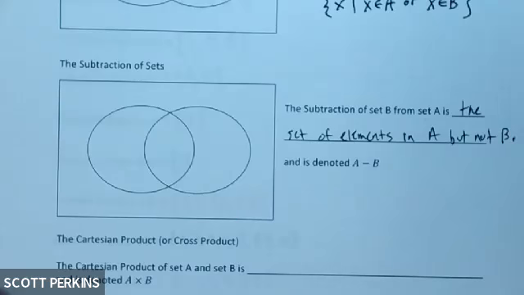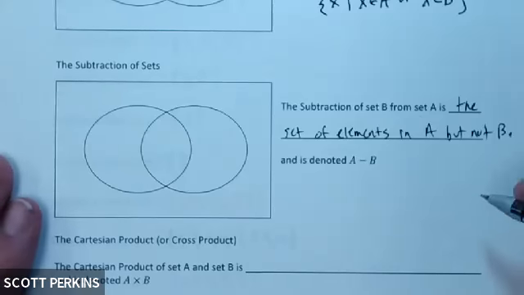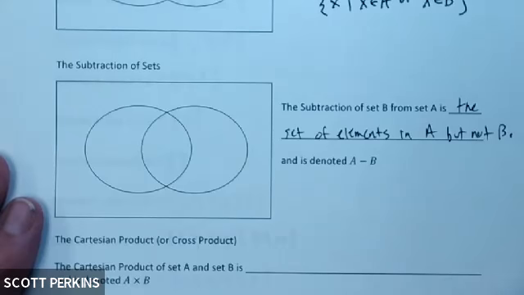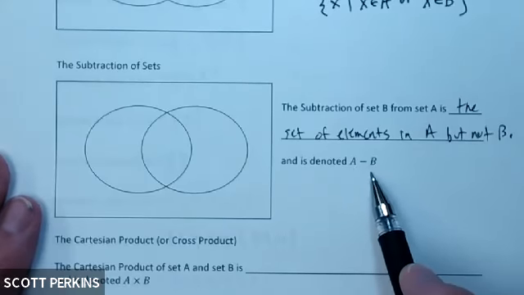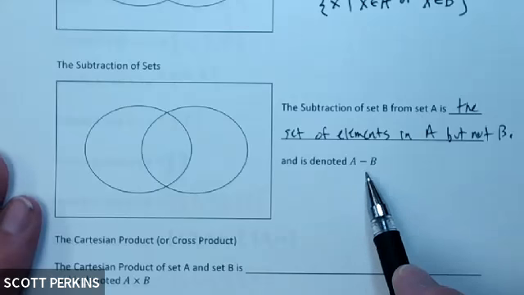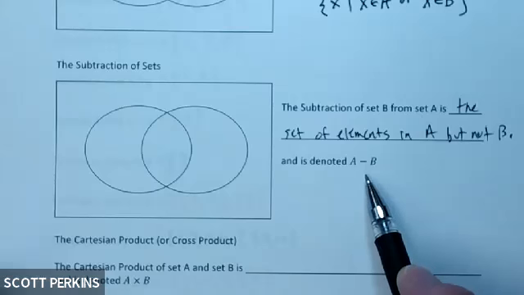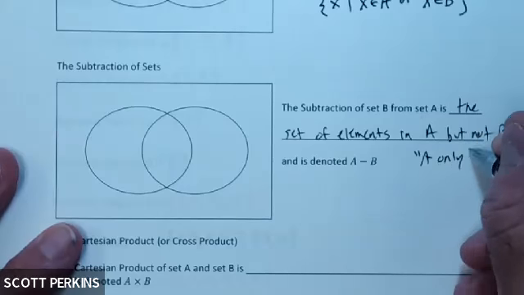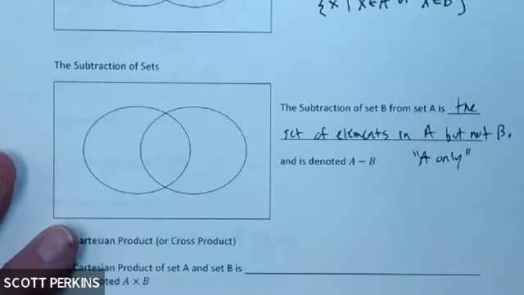Another way to think about that, maybe a little bit of an easier way, is if you're taking set A and you're subtracting set B, as this notation is showing you here, it's just a subtraction symbol, just like arithmetic, then what you're looking for is the stuff that is in A only. Okay, that would be another way to say it a little briefer.